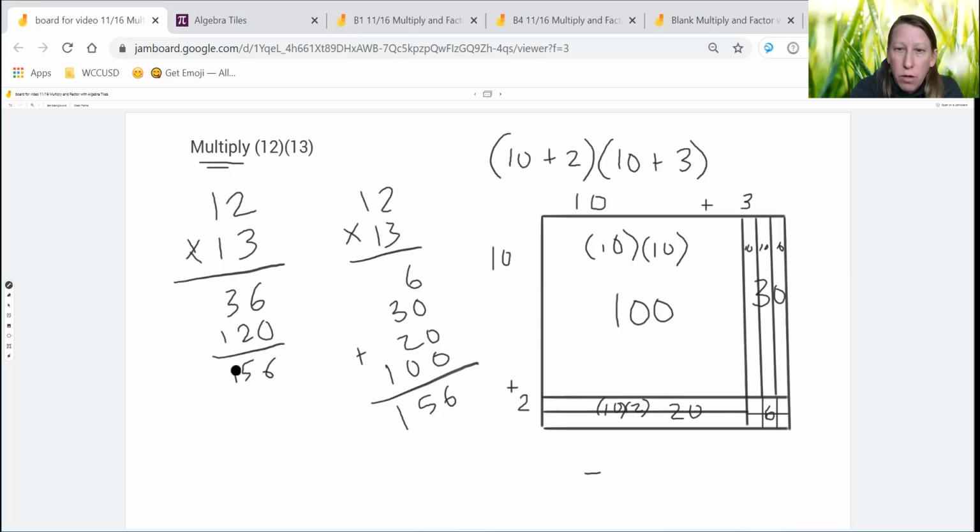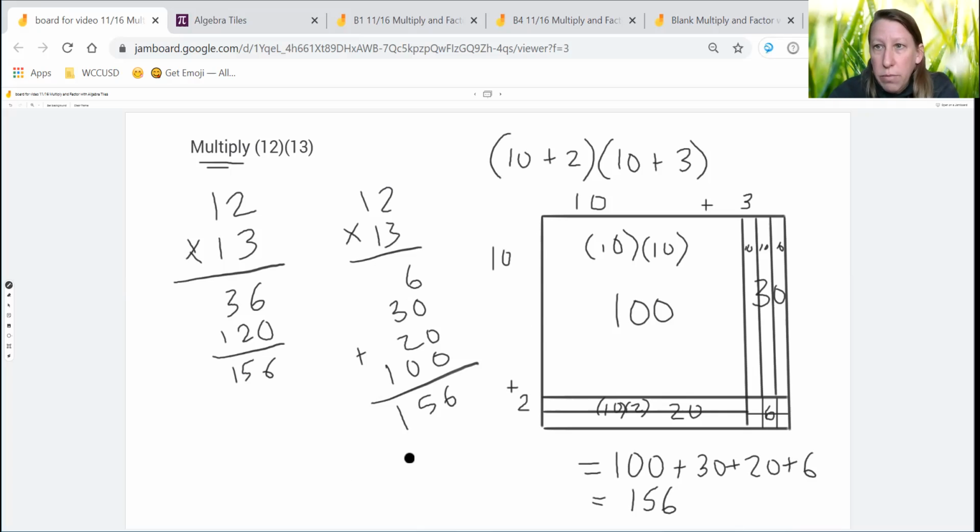The answer to this problem is the area that is covered by that rectangle with sides 10 plus 2 and 10 plus 3. So this is 100 plus 30 plus 20 plus 6 for a total of 156.